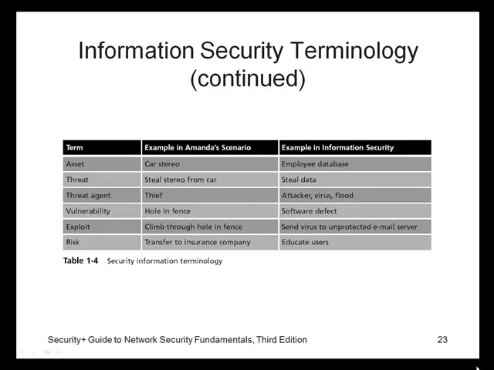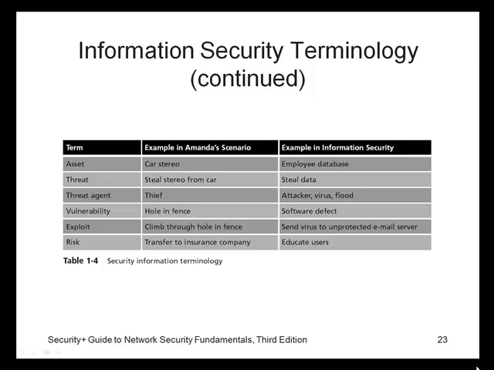So they sell them cheap. But if you've got 14 million of them, you can sell them cheap. $14 million, $5 is pretty good. The threat agent's the thief, the attacker, the virus, or the flood. However, we're going to attack the resource.